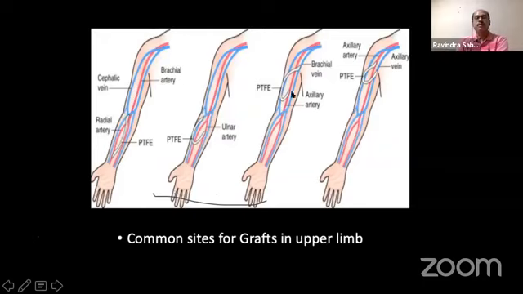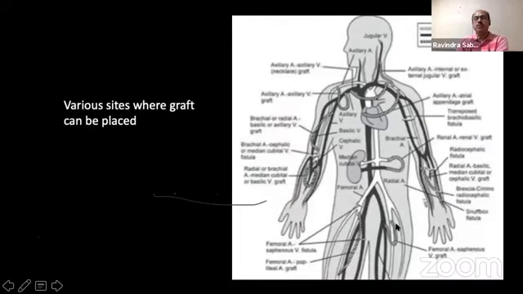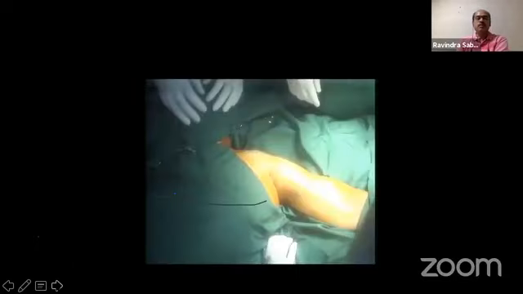You can have the curved graft. You can have it from the brachial artery to the basilic vein. You can have it straight from the radial artery. These two are very, very common sites for the upper limb graft. But there are various grafts which can be used in the lower limb also, from the femoral artery to the femoral vein. Sometimes it can be used from the femoral artery to the saphenous vein. So these grafts can be used.